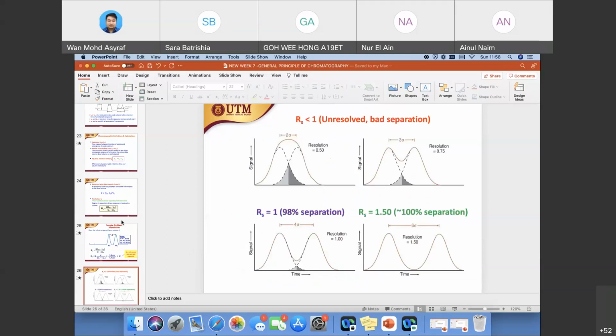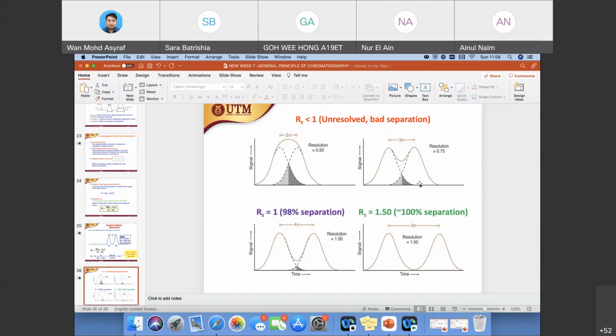So now we are going to look at an example of unresolved or bad separation. For this one, the resolution is 0.5, which is not good. As I mentioned, we need to have 1.5. Okay, so this resolution is 0.75. You can see that maybe compound A and compound B, there is a mixture inside the peak here, a mixture of A and B. So your separation does not work, which is a bad separation.